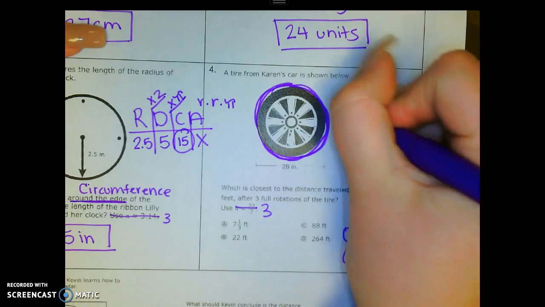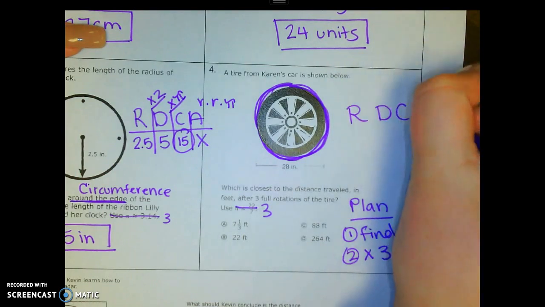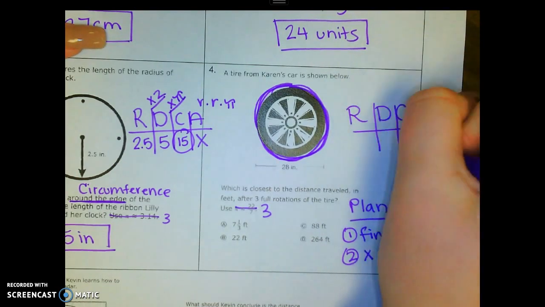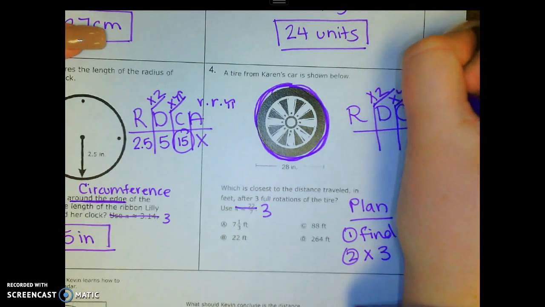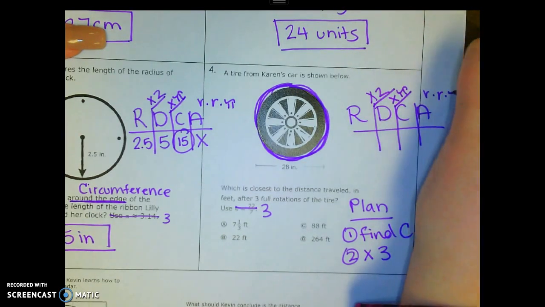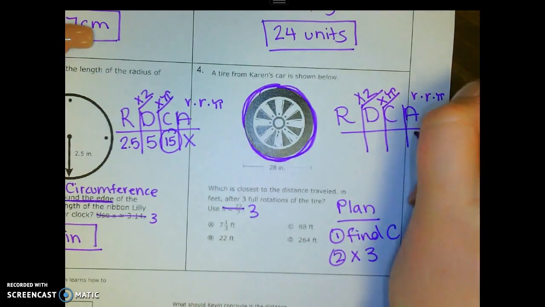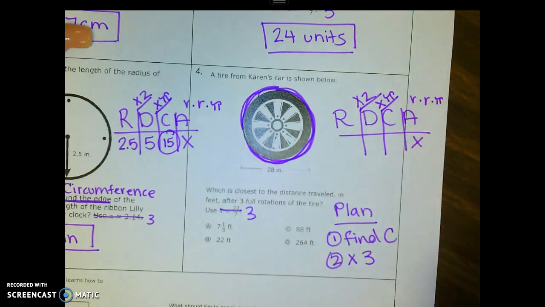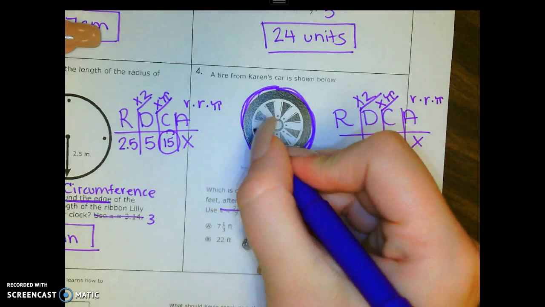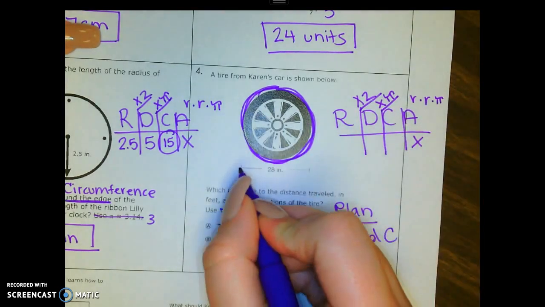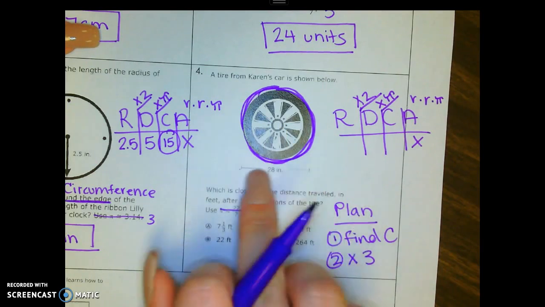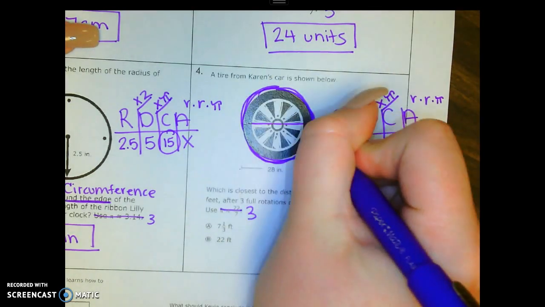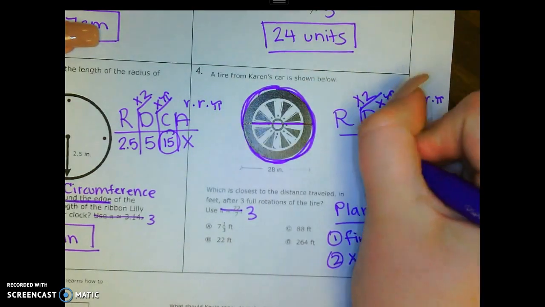So I see a circle, going to do my RDCA chart. Okay, and then I put an X for area. We're not finding area. Okay, it doesn't really show us anything on the circle, but this distance right here, if you took this line and moved it all the way up, this is the diameter. It's telling you that this distance across is 28.